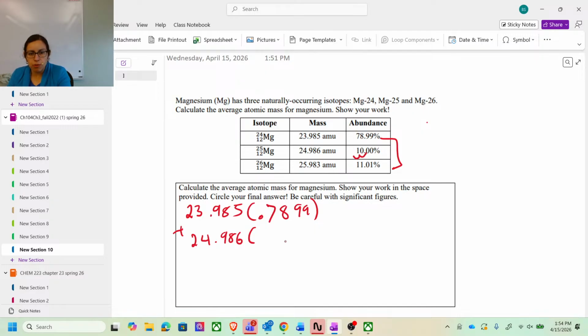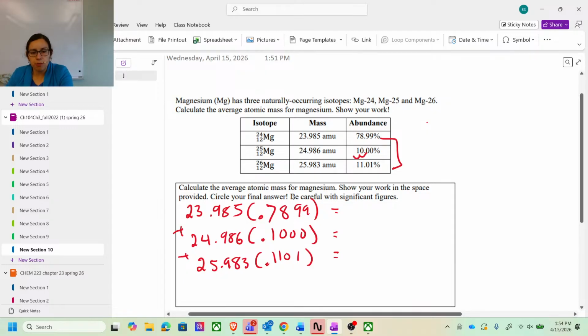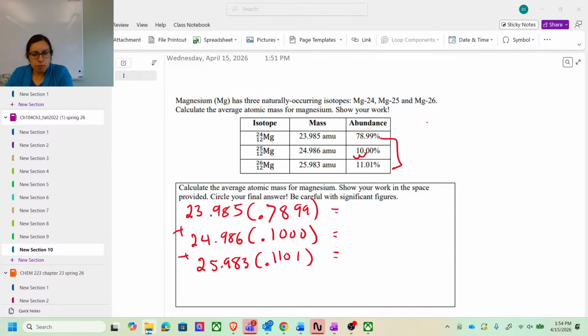So move your decimal over. Let me go through it. When you do the multiplication step, you keep 4 sig figs because your abundance was only reported to 4. Let me pull up my calculator real quick. Yeah, because you have to convert the percent to a decimal, right?